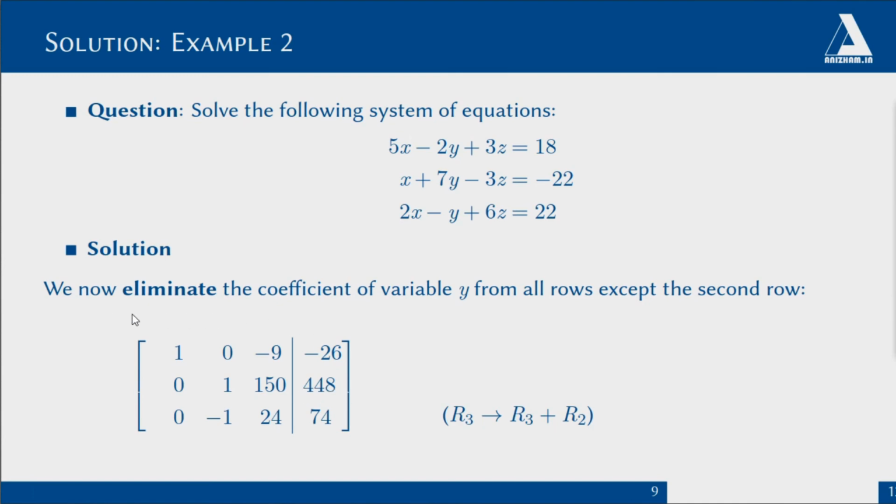Now we eliminate the coefficient of variable y from all rows except the second row. That means we have to convert this value into 0 and this value into 0. Here it is already 0, so we have to do nothing for that, and we have to convert this number to a 0. In order to convert it to 0, we replace this row with R3 plus R2.